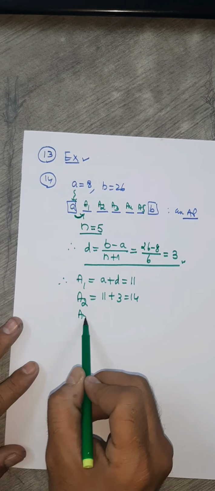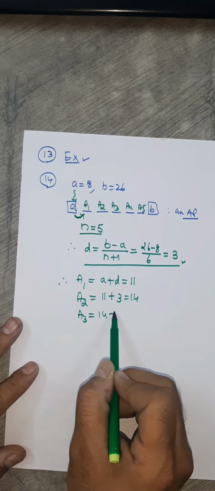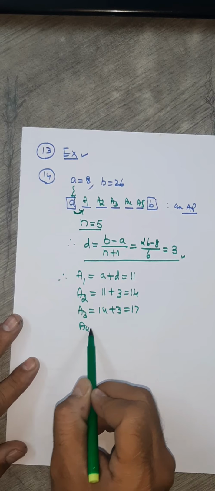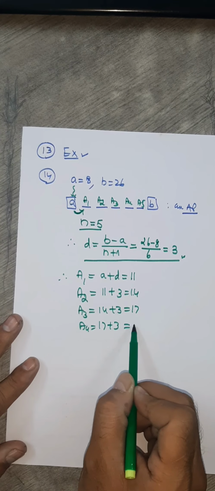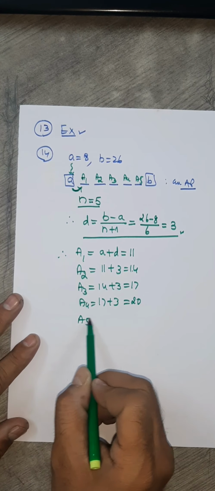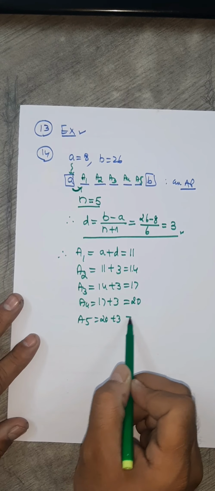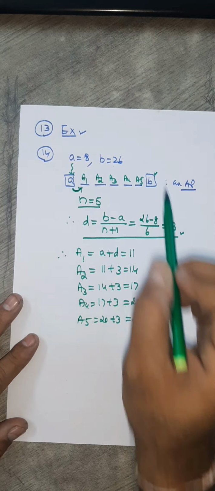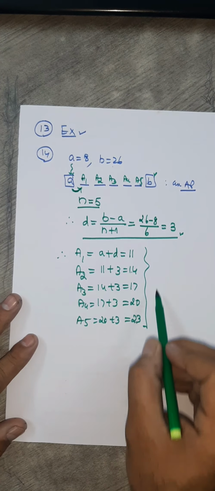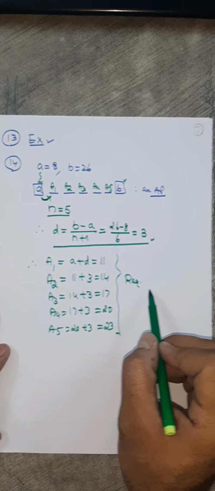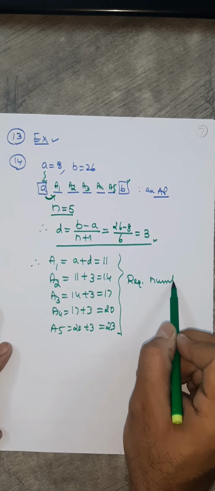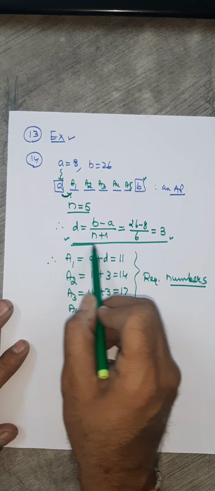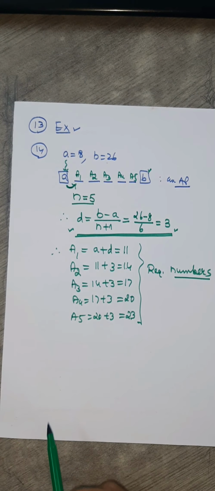Fine. What is A3? You know 14 plus 3, common difference. This plus D, so we'll get 17. What is A4? We know 17 plus 3, which is 20. What is A5? That is 20 plus 3, which is 23. Now next, if you write 23 plus D, obviously you'll get 26. But you are asked for these 5 required numbers. In the entire theory, this is the only important thing, which is common difference.